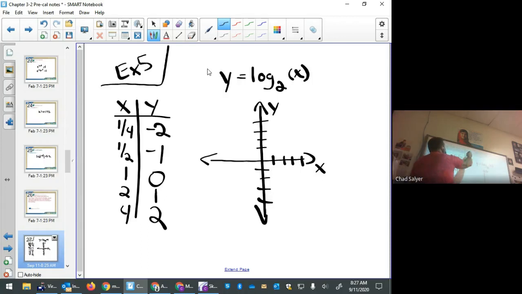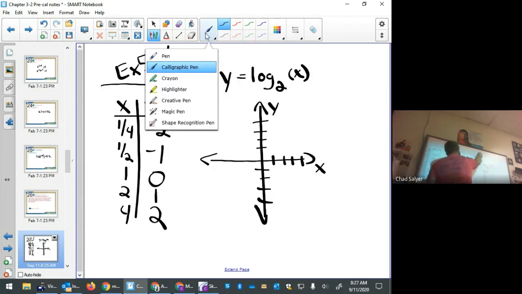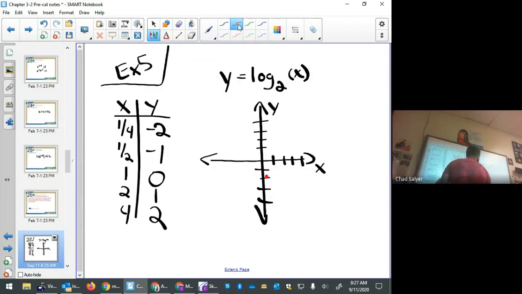So first point, positive 1/4, negative 2. Next point, positive 1/2, negative 1. Next point, 1, 0. Next point, 2, 1. And then 4, 2. So we see this distinctive logarithmic growth shape.